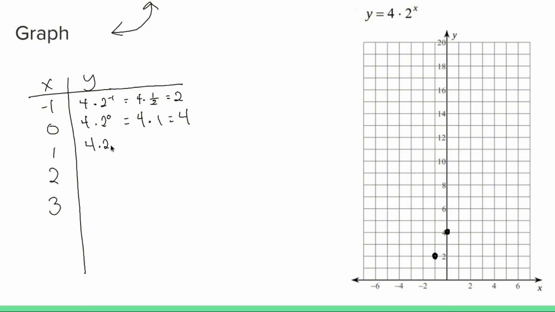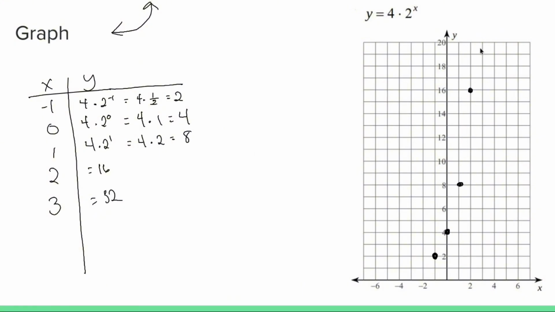4 times 2 to the first is going to equal 4 times 2, which is 8. So the pattern that you might start seeing is, oh, wait a minute. This is exponential. That's my multiplier. These guys are just doubling every time. So without having to do anything, I know that you're going to be 16. So if I plug in 2, I get 16, so that guy right there. If I plug in 3, that's going to be 32, way too much space.